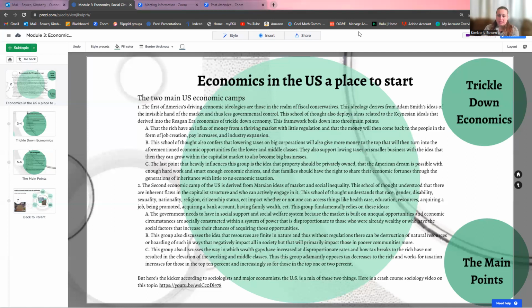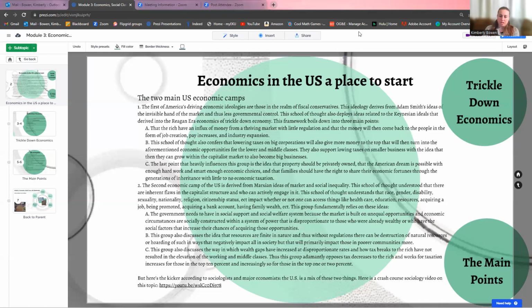But this school of thought understands, again, that race, gender, disability, sexuality, nationality, religion, citizenship status, etc., impact whether or not one can access things like healthcare, education, resources, acquiring a job, being promoted, acquiring a bank account, having family wealth, etc. This group fundamentally relies on the idea that the government needs to have social support and social welfare because the market is built on unequal opportunities, and economic circumstances are socially constructed within a system of power that is disproportionate to those who were already wealthy and who have social factors that increase their chances of acquiring those opportunities. So those who are male, white, able-bodied, straight, Christian, et cetera.